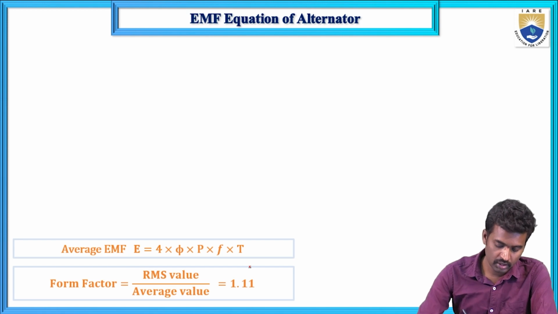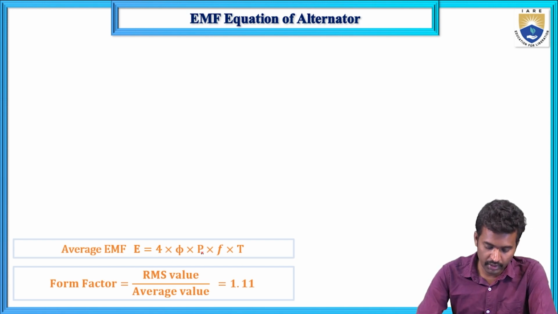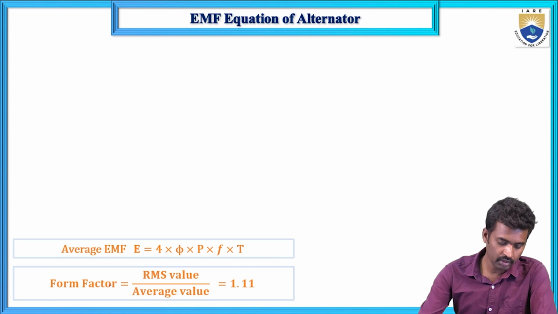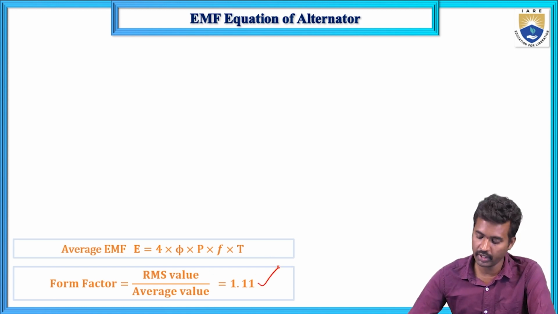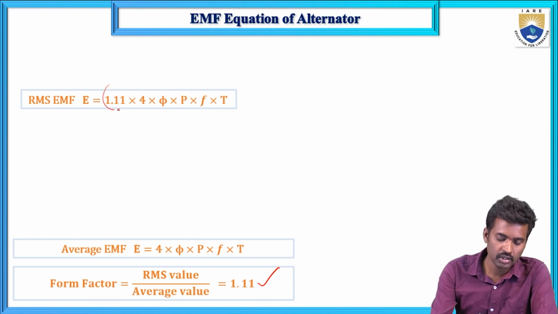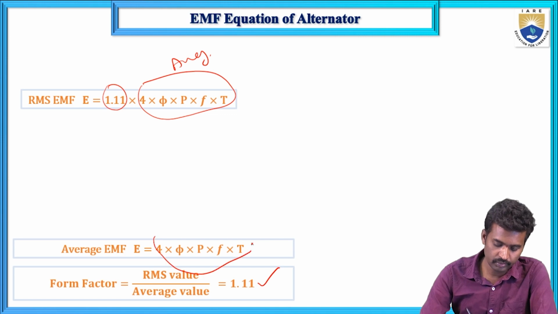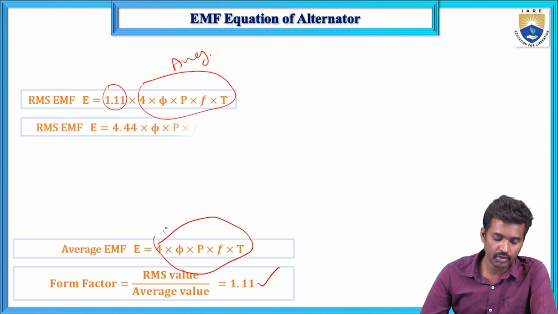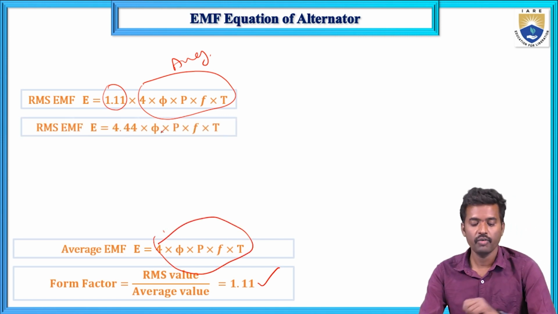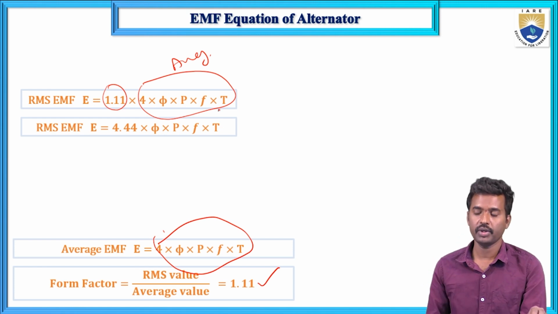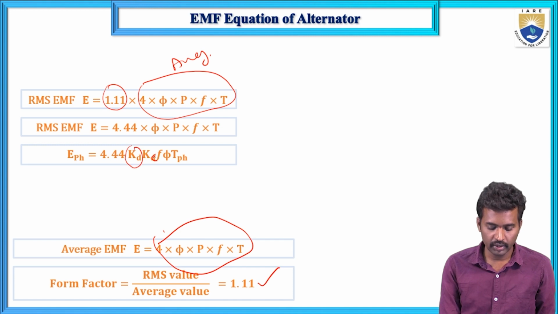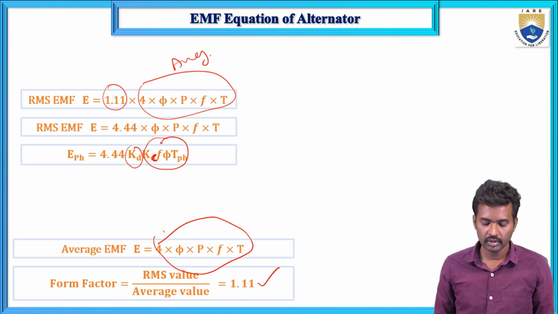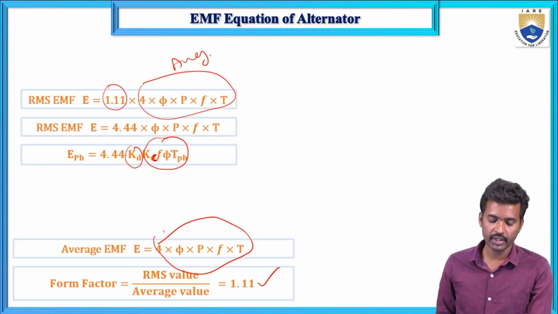So now this is 4.44 φ P F N. The form factor equals RMS by average value, which equals 1.11, and this is the average value. The RMS value equals 4.44 φ P F T, and this is Kd into Kc, F into φ into T.